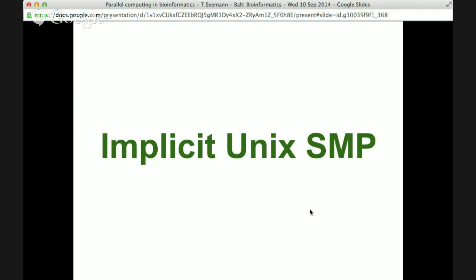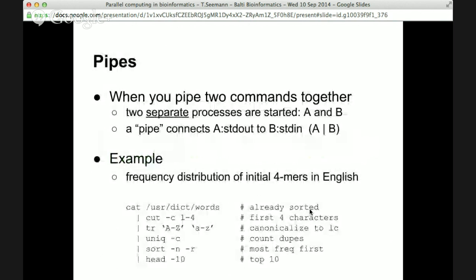As I talked about before, when you're using a pipe, you're actually using SMP without even realizing it. If you pipe program A to program B, you're actually spawning A and B at the same time, and B is reading data through the pipe from A's output as you go. And you can pipe together as many things as you want.